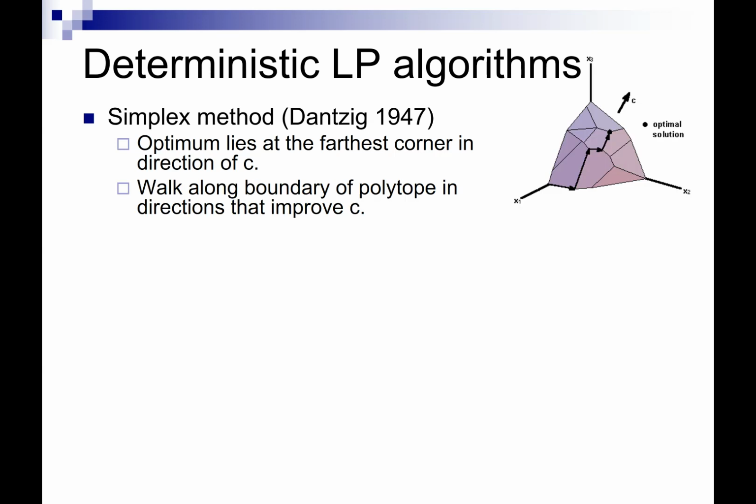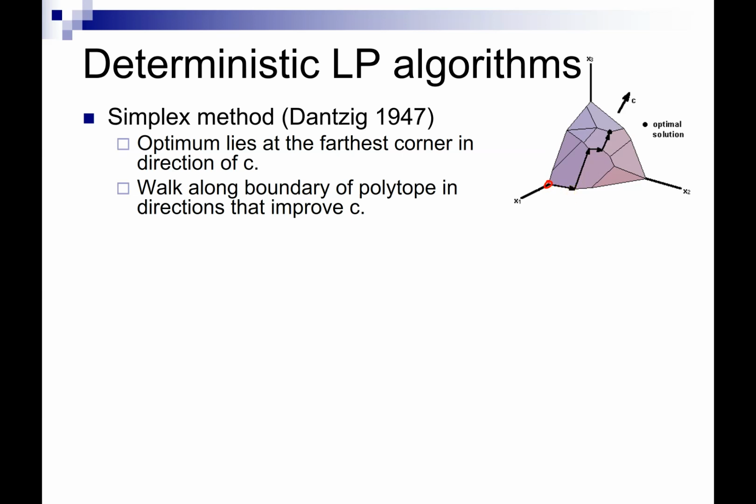So Dantzig also knew that the optimum is going to lie at one of these corners of the polytope, the extreme points of the polytope. So for the simplex algorithm, the way that you find the corner which gives you the optimum is that you're going to walk along the boundary of the polytope. You're going to start at some corner of the polytope, so for example, maybe this corner of the polytope.